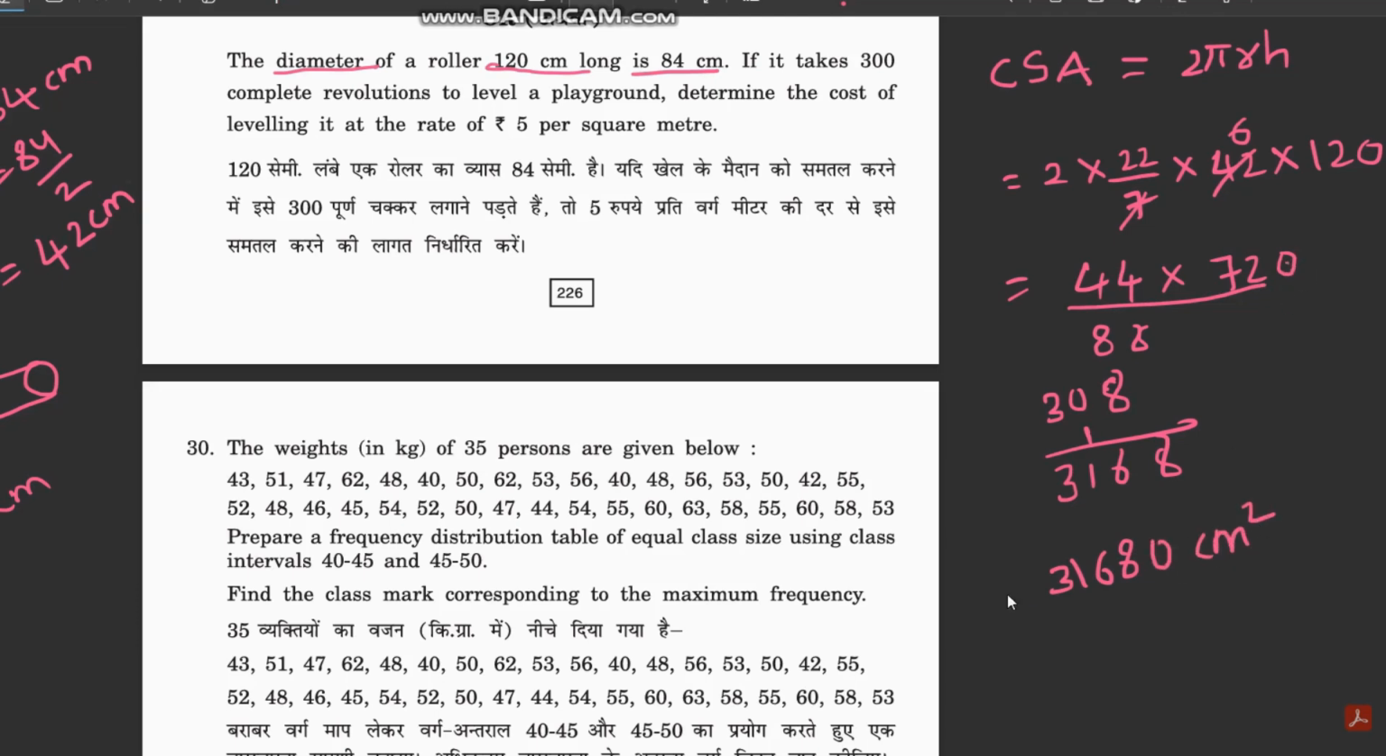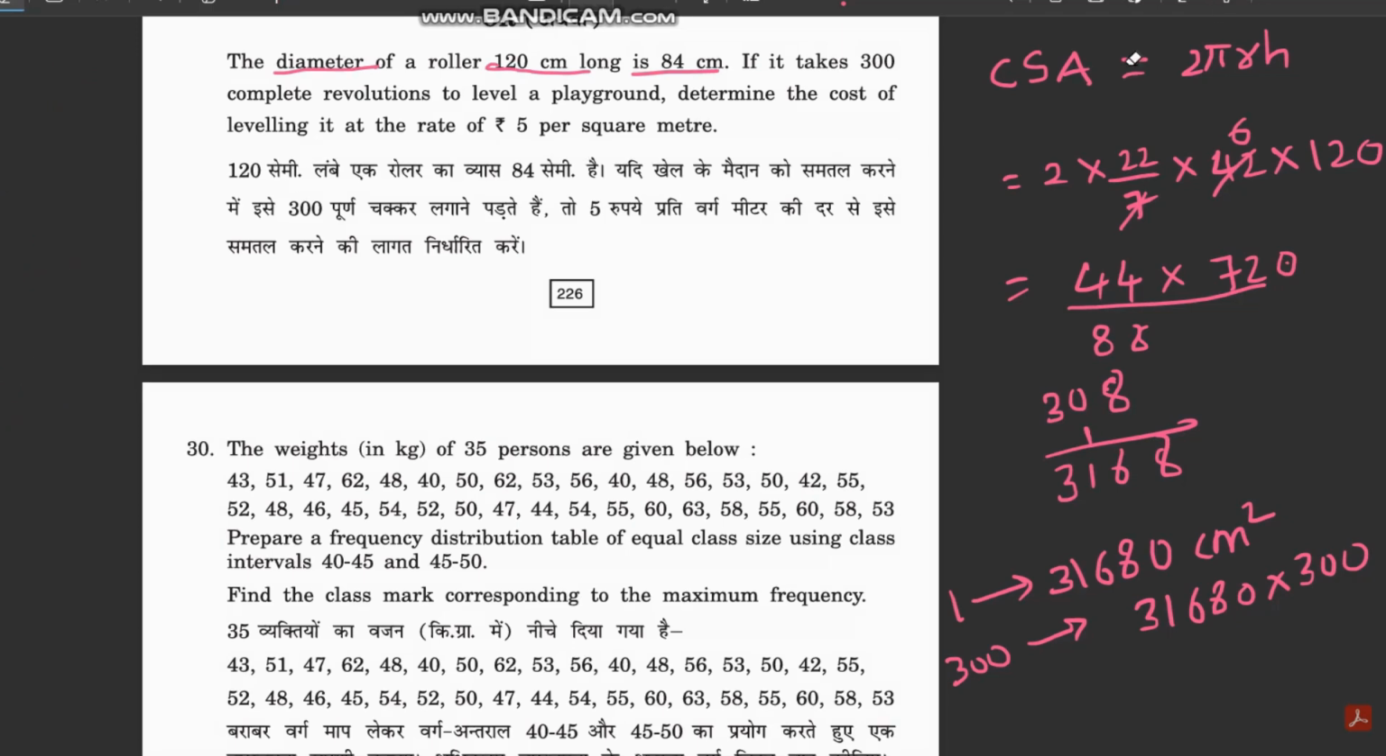31680 centimeter square is leveled in 1 revolution. Like this, how many revolutions is it doing? 300. So we should multiply 31680 into 300. Here 300 has 3 zeros. Multiply with 3. 3 8s are 24, 3 6s are 18, plus 2 is 20, 3 1s are 3, plus 2 is 5, 3 3s are 9. This much area, in centimeters square, is leveled for 300 complete revolutions.